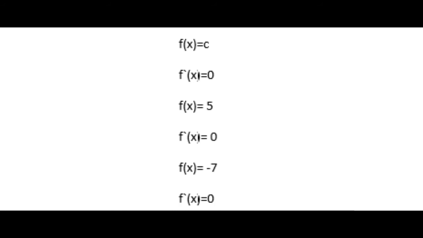You see this expression? It means that you are differentiating c with respect to x. So, let's have the next example. If we want to differentiate 5, the derivative of 5 is equal to 0. The derivative of negative 7 is equal to 0.